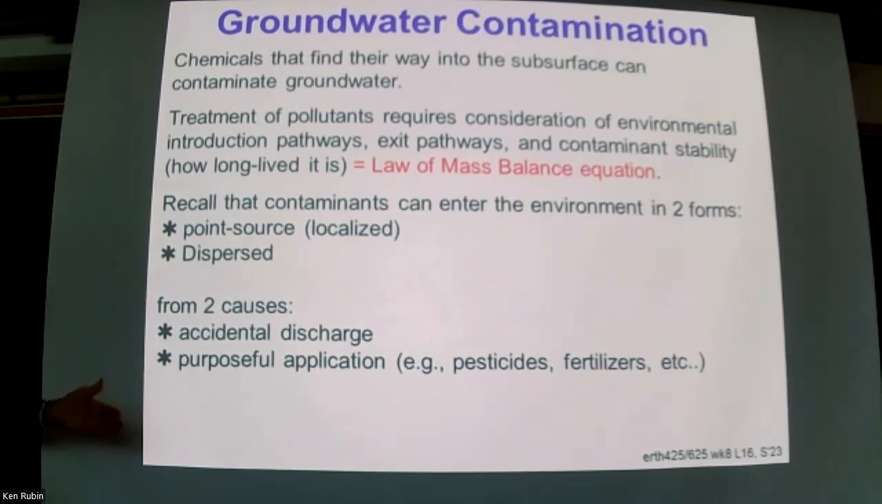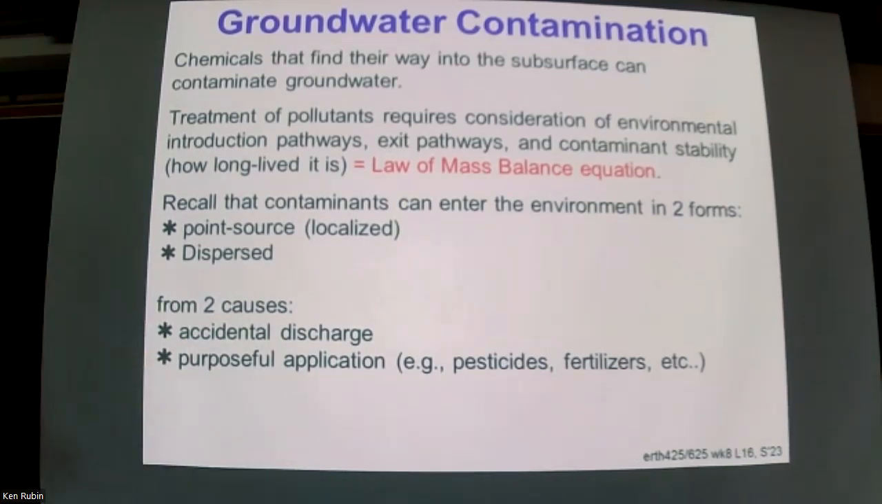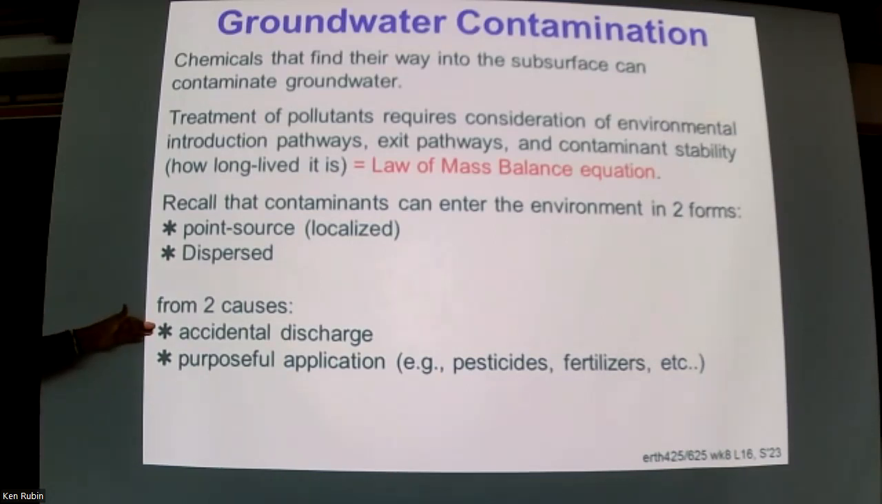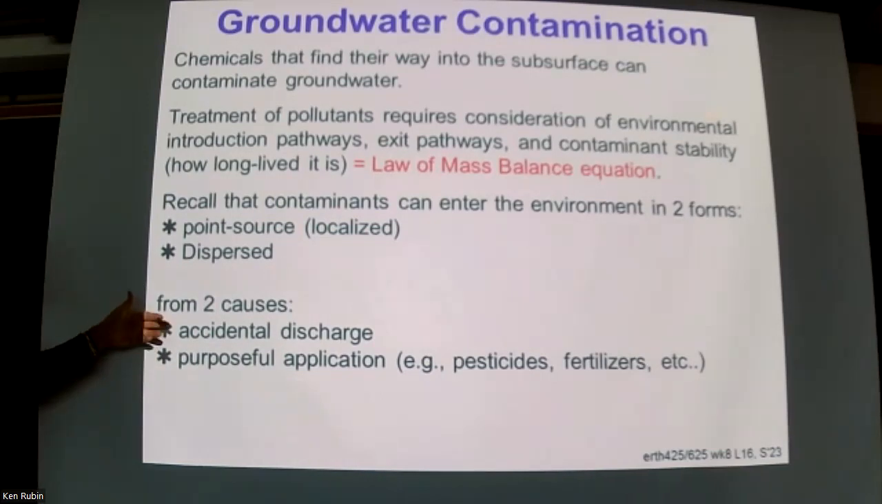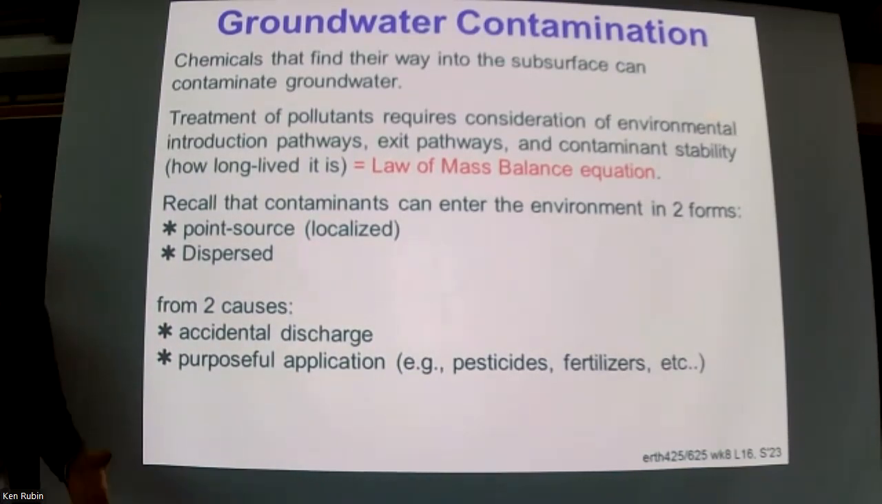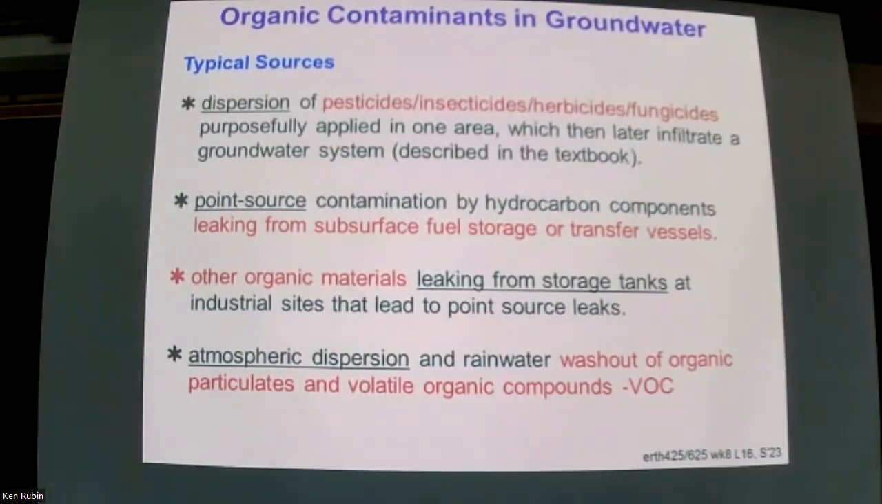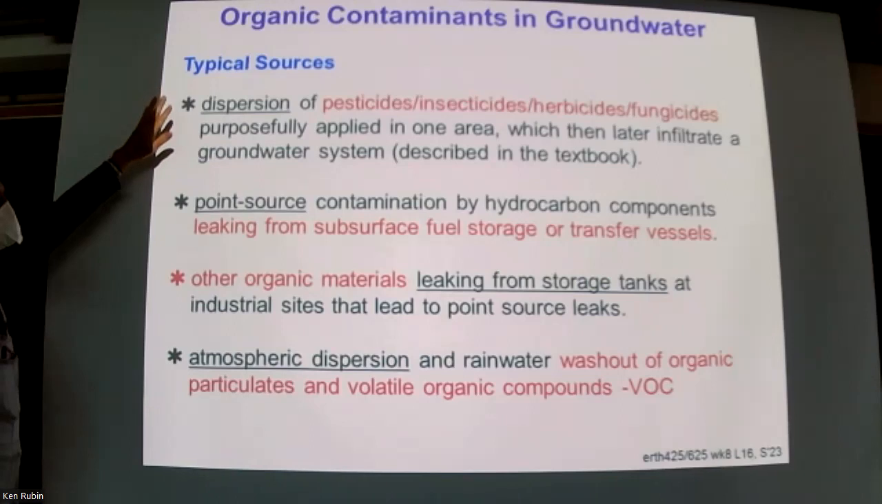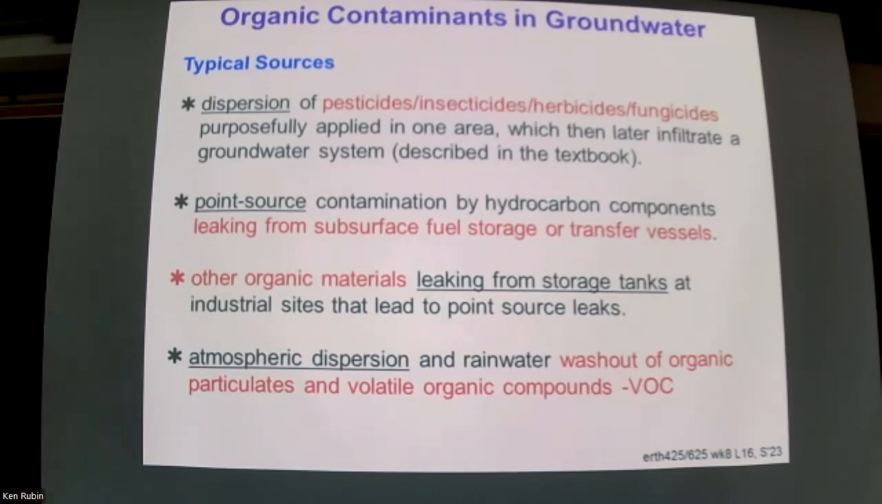Oftentimes, purposeful application is discrete points in time that we know. Accidental discharge can either be a discrete period of time, like a train wreck, or it could be something that's been happening over a long period of time, such as next to a factory. But this is going to affect how contaminants get into the subsurface and how they disperse. The way things come out into the subsurface matters a lot. Also, do they get into the subsurface by coming from the land surface and leaching in, or were they applied to the land in the subsurface?